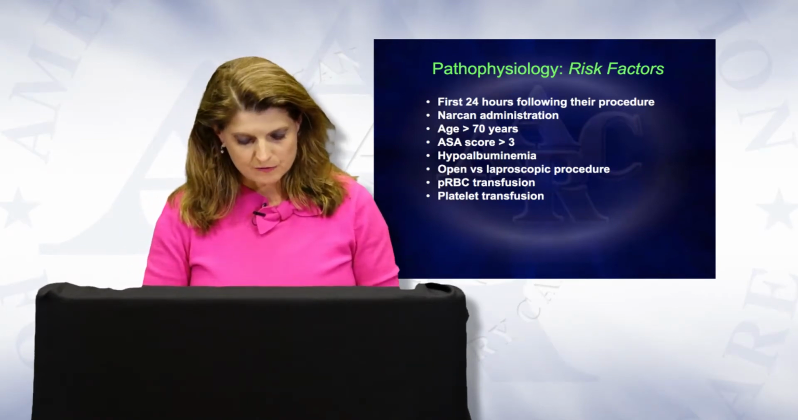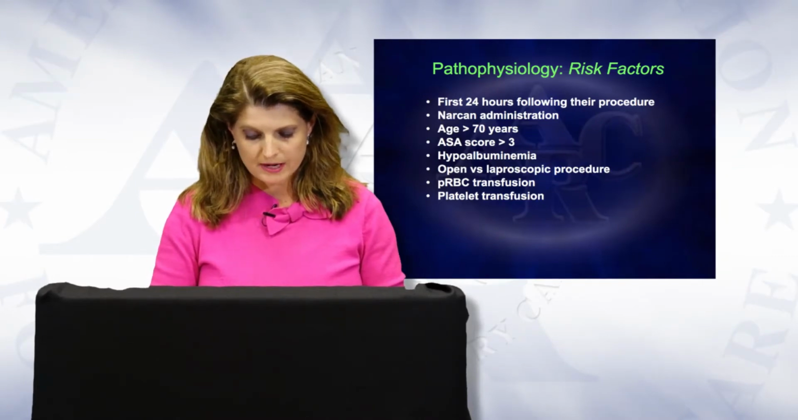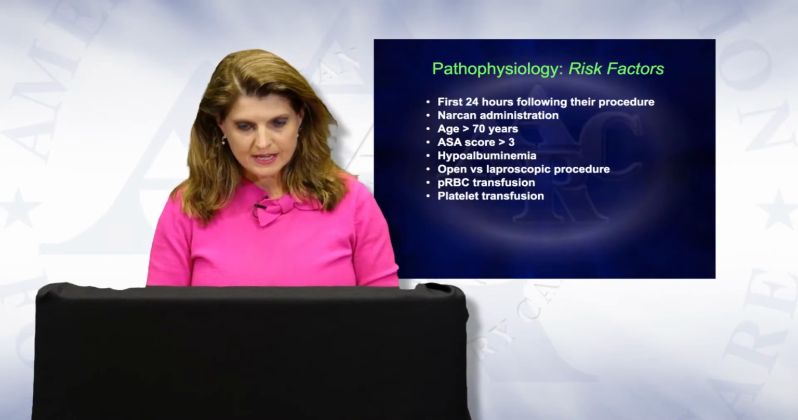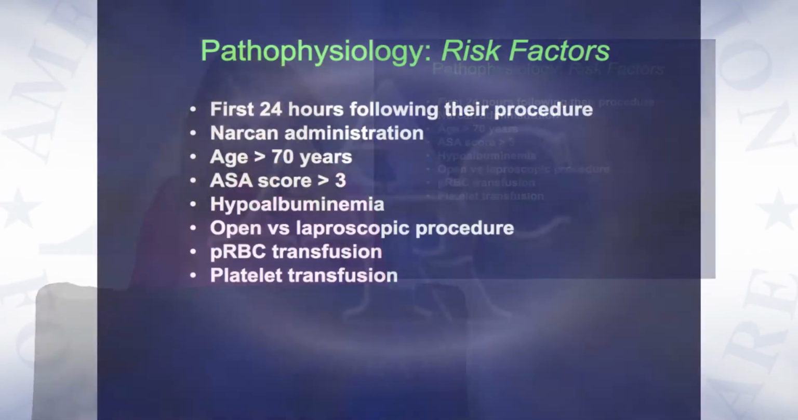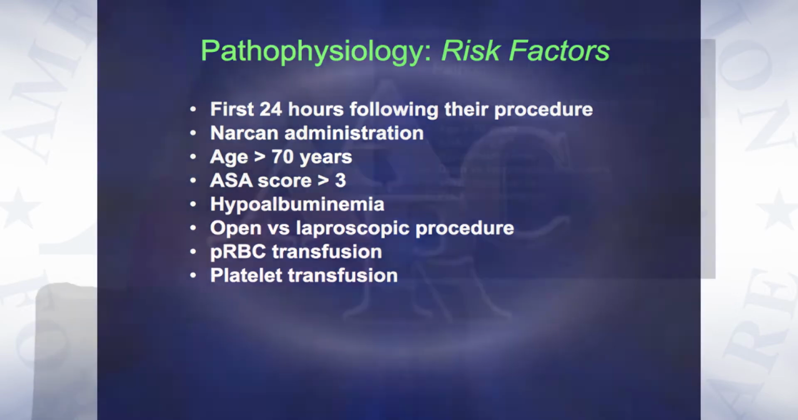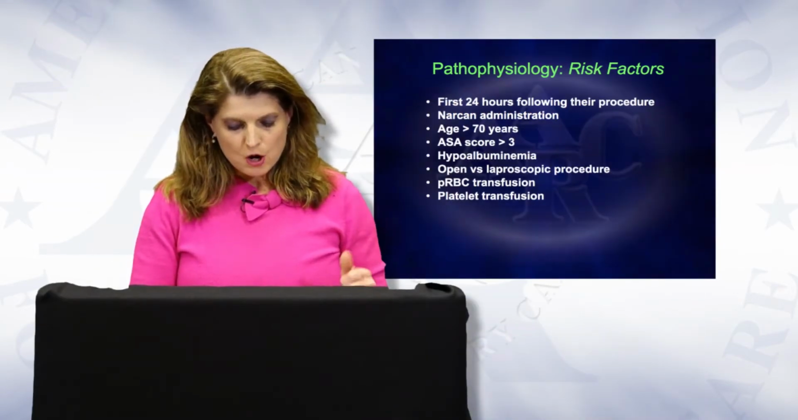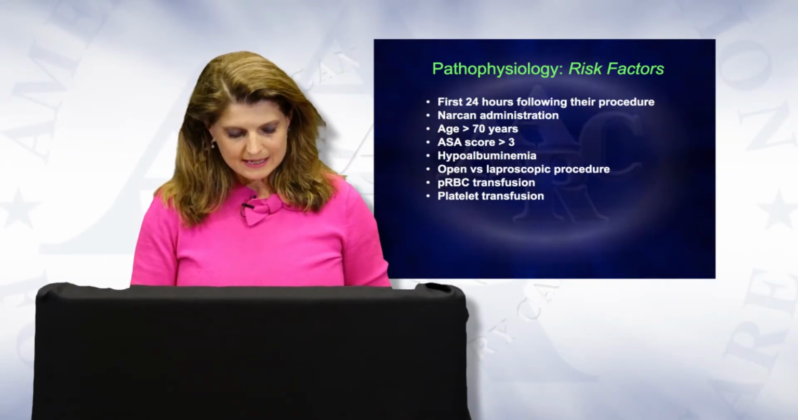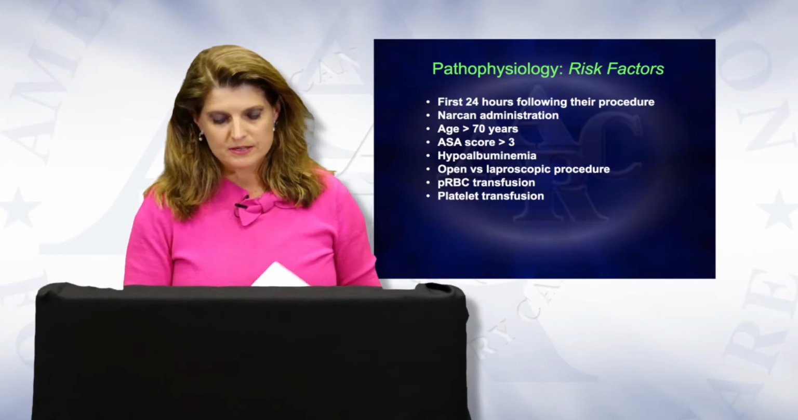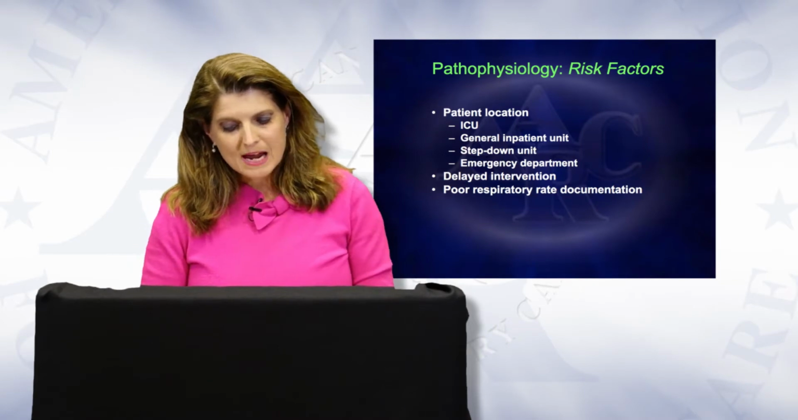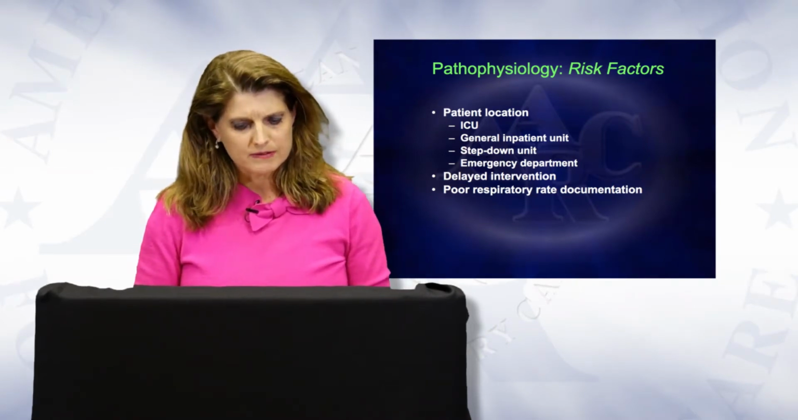Closed claims analysis of patients experiencing post-procedural respiratory compromise discovered the majority were greater than 70 years of age, had ASA scores greater than 3, had hypoalbuminemia, meaning they were malnourished, had open versus laparoscopic abdominal procedures, and were more likely to have red blood cell and platelet transfusions during their operations, indicating a more complex operative course. Failure to prevent respiratory compromise may be because of the patient's postoperative location.